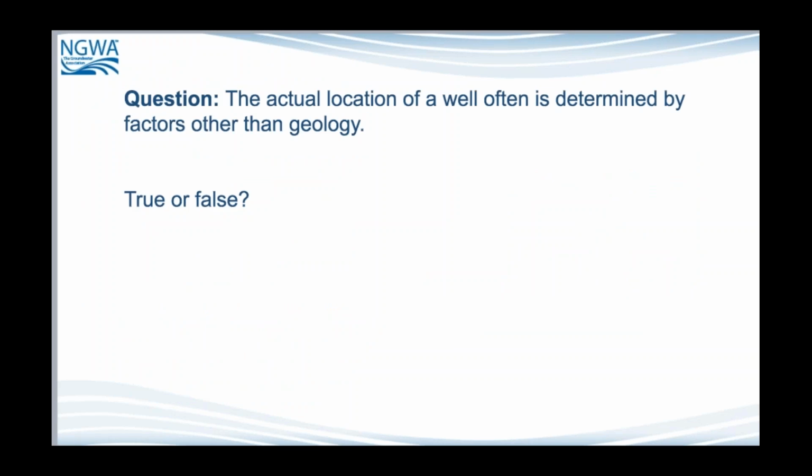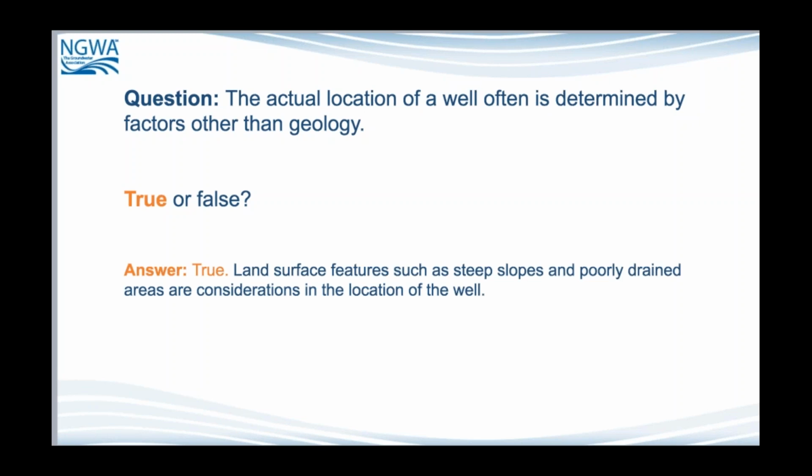We'll go ahead and get into some of the questions here. Actual location of the well often is determined by factors other than geology. We talked about this earlier. That is true. Geology itself does not always factor in. In here it talks about land surface features such as slope and poorly drained areas being considerations of the location of the well. Yes, they are. All land features are considerations within the location of the well, as well as points of contamination, building processes, and other types of planning considerations.